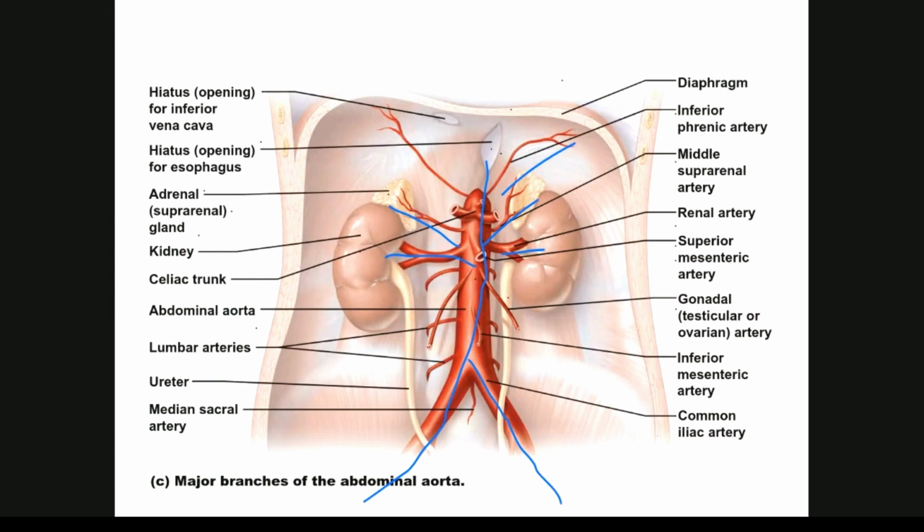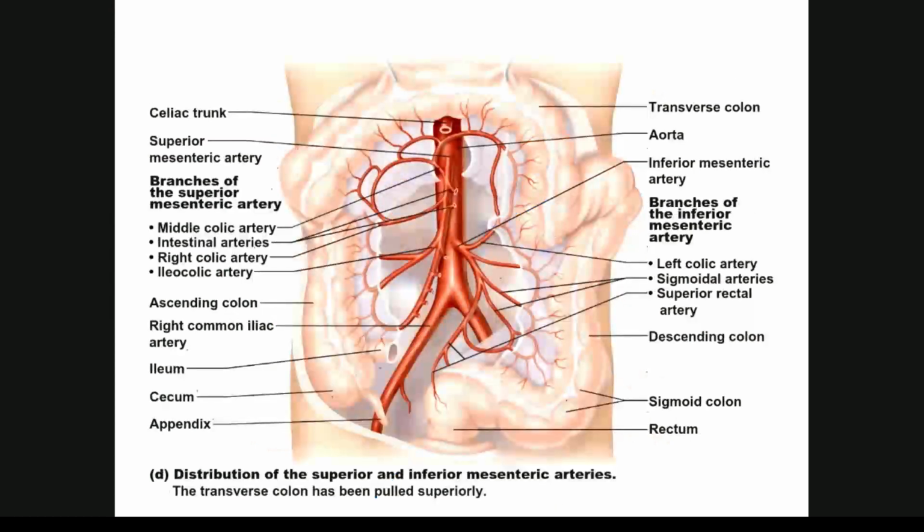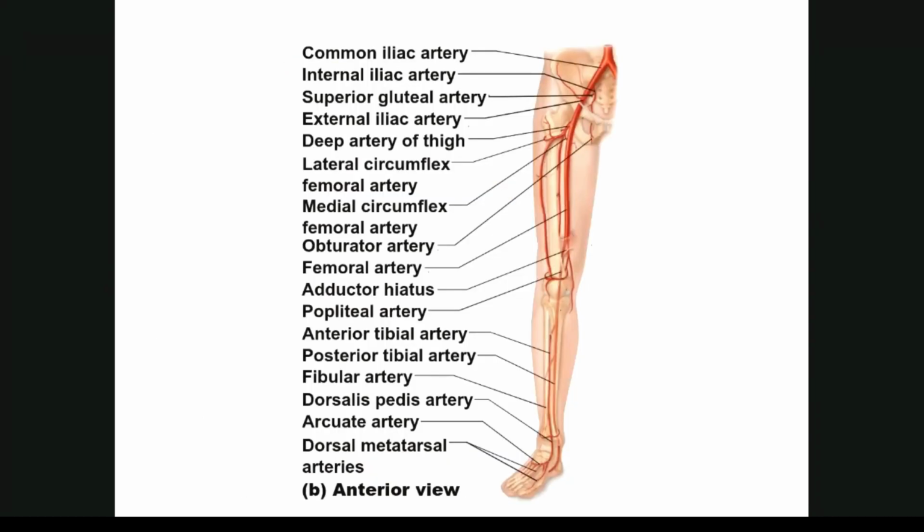Now, let's see what we got next here. This is showing some of the superior mesenteric arteries, and I think that's all I really want to go through there, except you see your aorta going down here. Okay, and this is showing the iliac going down in here. Here's your femoral artery and these other branches.